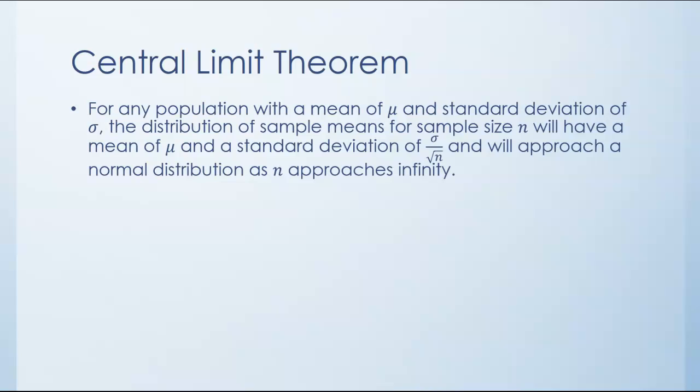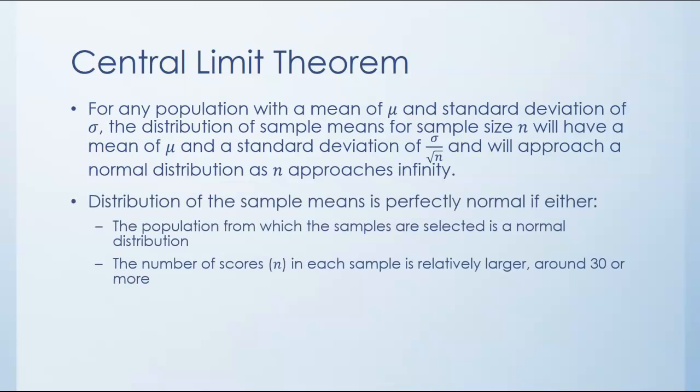Now the standard deviation is going to be different. It is going to be your standard deviation divided by the square root of your sample size. And it will approach a normal distribution as n approaches infinity. So what that means is the larger my n, the closer my sample distribution becomes normal. It gets that nice bell-shaped curve that we were talking about in the previous video.